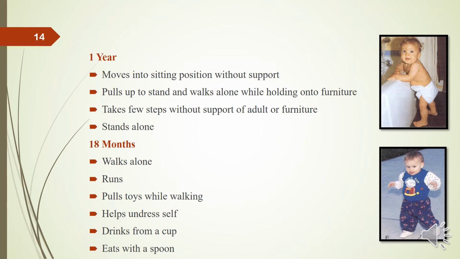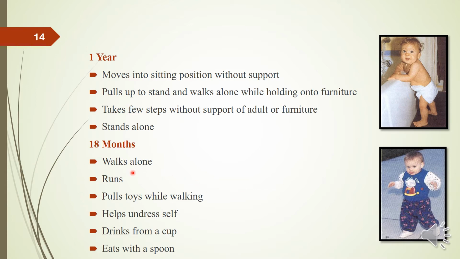By the age of 1 year, the child moves into the sitting position without support. So you see here, we are constantly following the developmental milestones of sitting, and the child also pulls up to stand and walks alone while holding on to furniture. If you see the baby in this picture here, he tries to take a few steps holding onto the furniture, and then he tries to take a few steps independently, but he cannot walk still. By the age of 18 months, the child is able to walk alone.